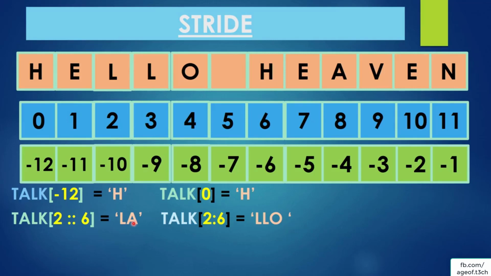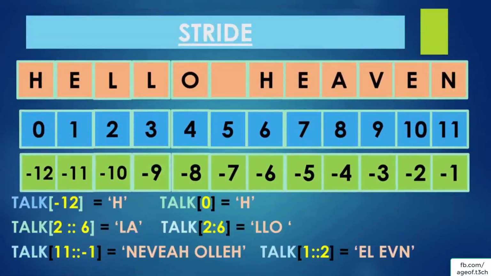And what's happening is that we start at L, and then we're counting. So 0, 1, 2, 3, 4, 5, 6. Hence you have LA. And if we're to do a slice of talk[2:6], excuse me, we have LLO. So we're starting at the index of 2, and then we're going up to 6, but not including 6. Hence we have L, L, O, and the empty space here, as you can see.